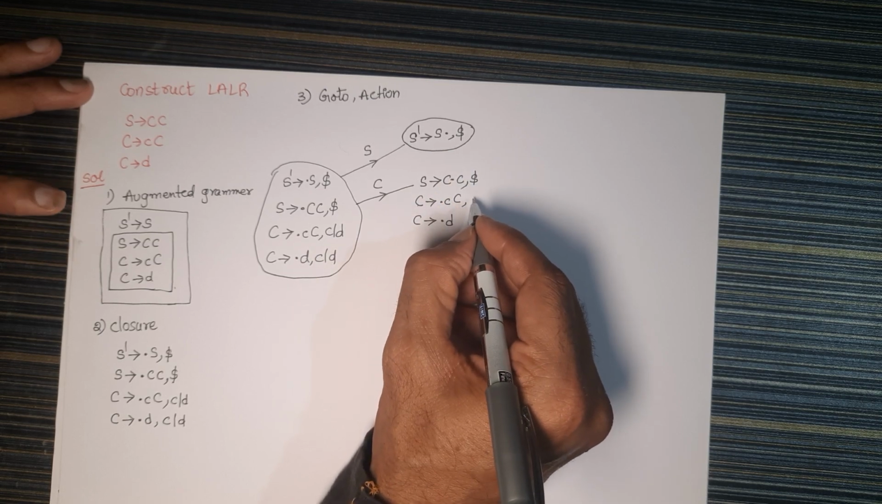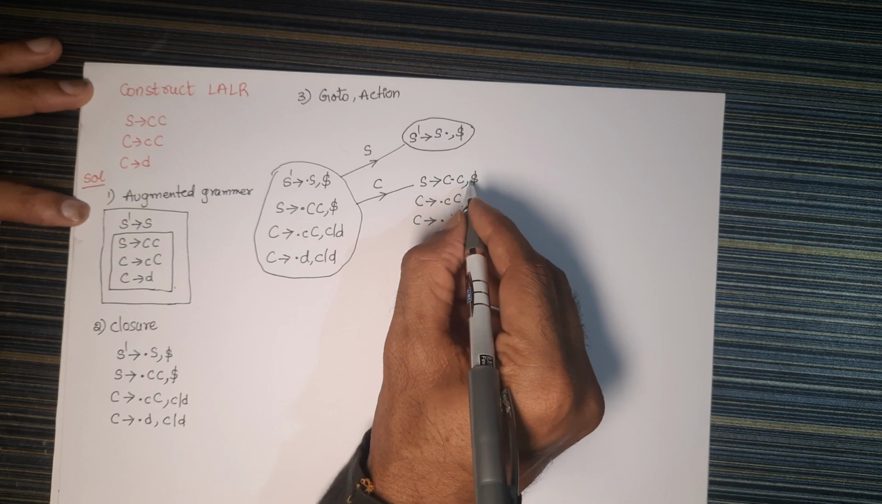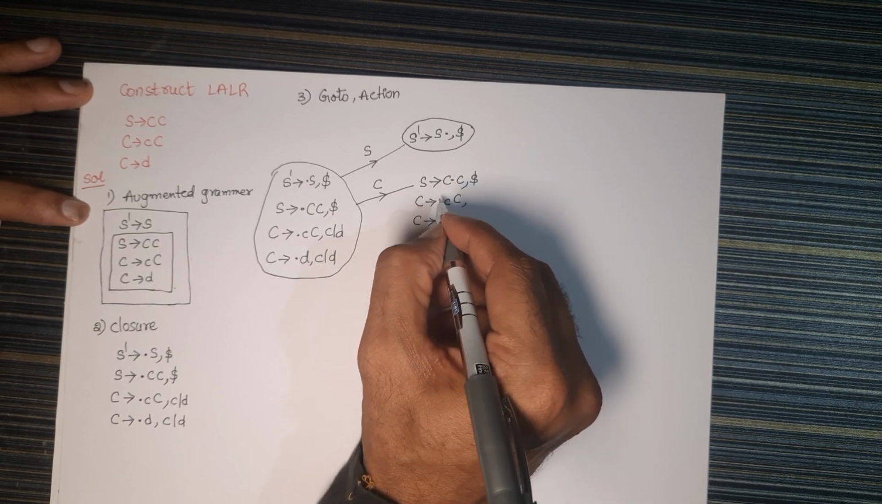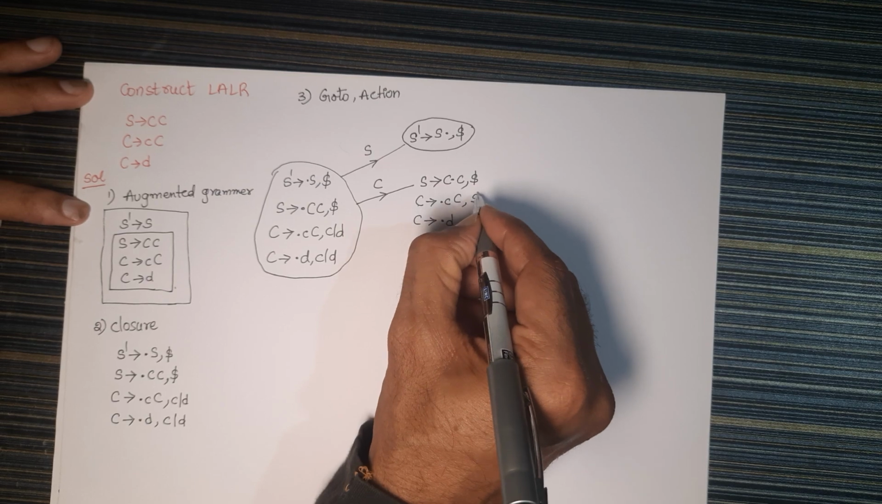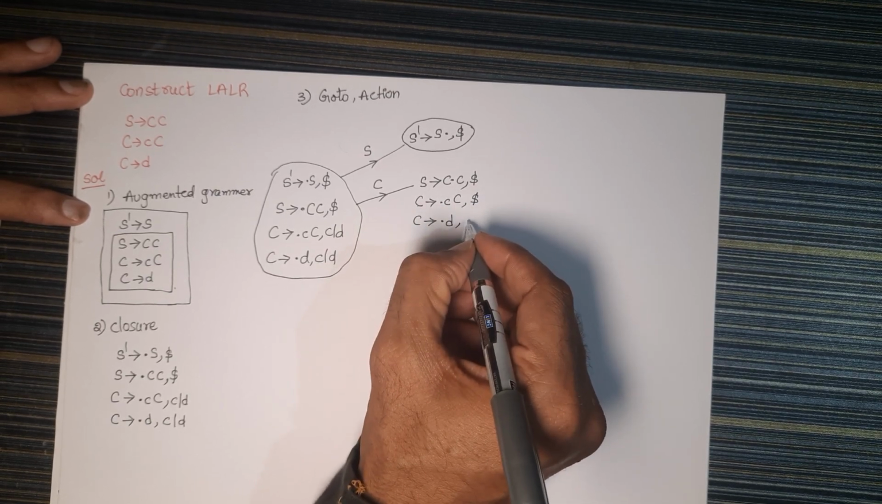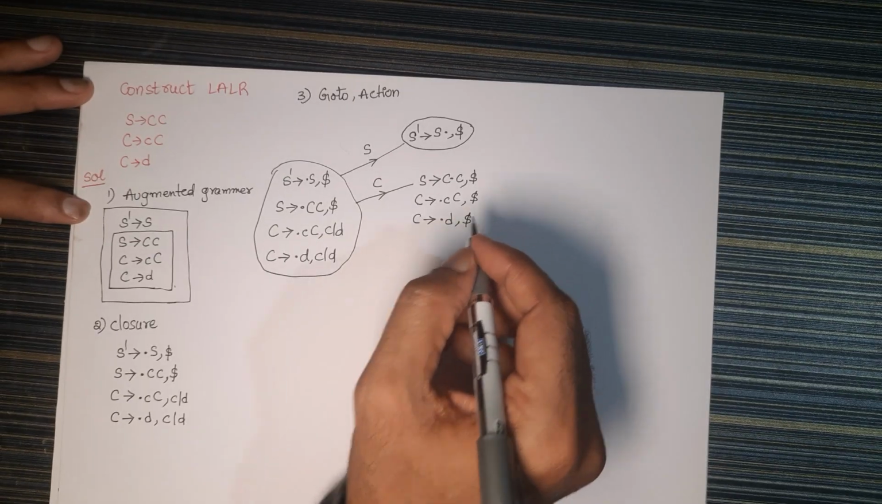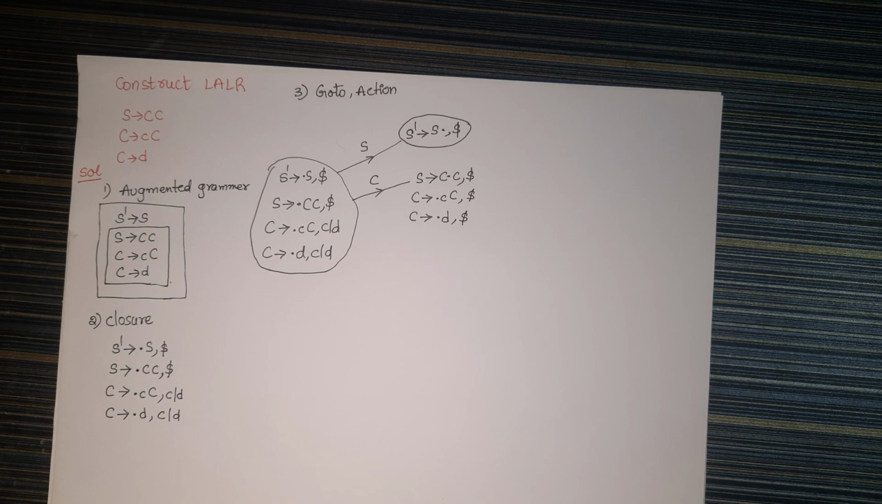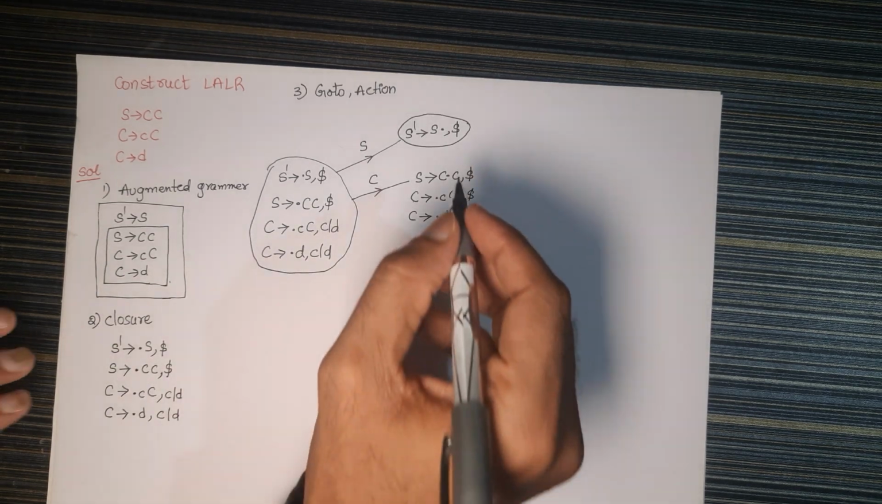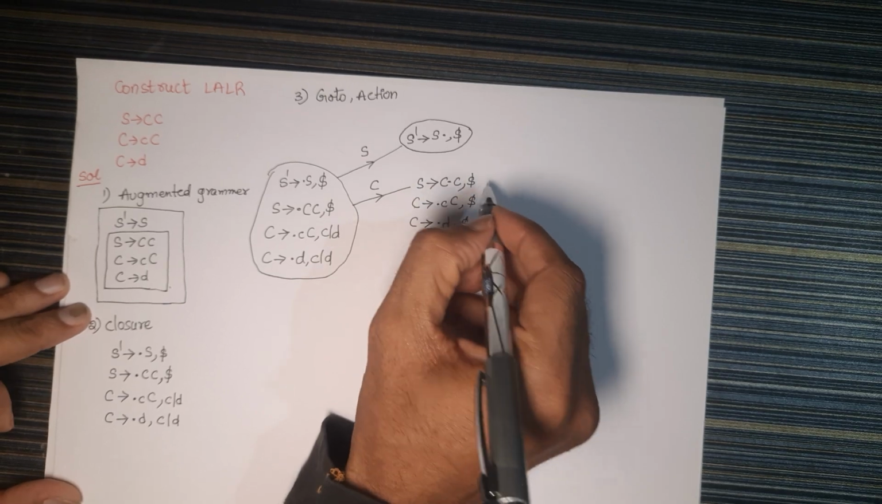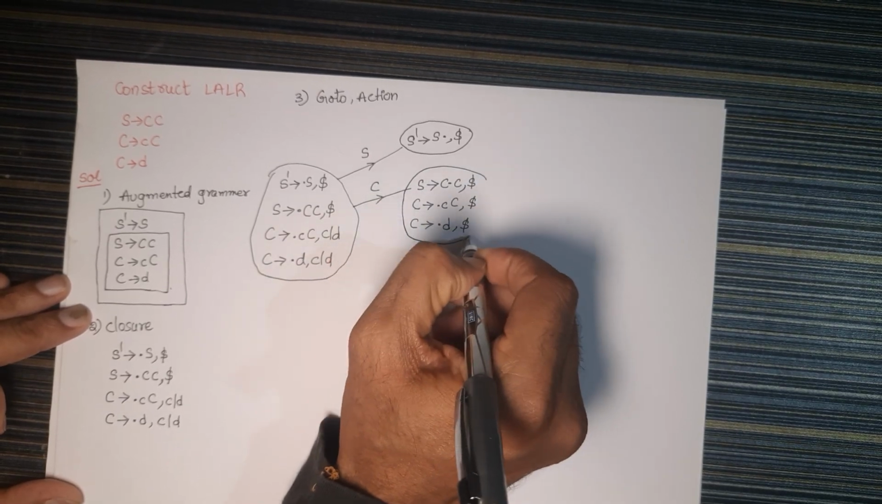Now what about this value? This value is first of $. For this C we have written this one, and first of $ will become $. So like this we need to find the value of this goto. So we completed capital C. Just I am writing here the value of this one is capital C.